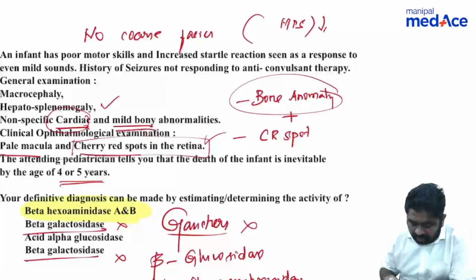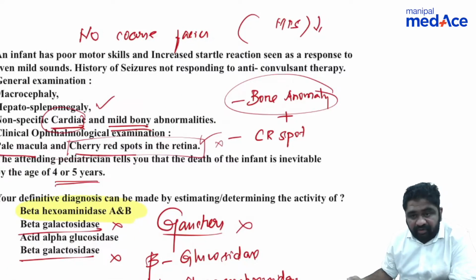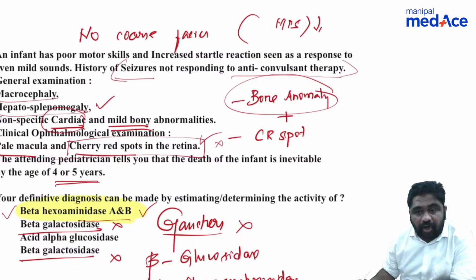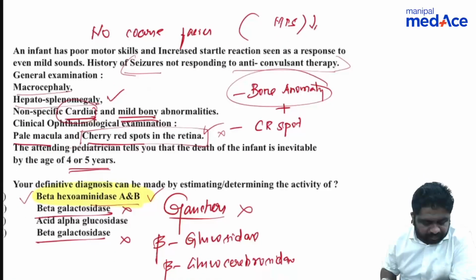We have discussed all of them together. Now, in this case, because of the presence of cherry red spot, we are not going for Gaucher's disease. We go for beta-hexosaminidase A and B. You have hepatomegaly, you have macrocephaly, and you have seizures. The seizures are not responding to anticonvulsant therapy. Think of Sandhoff disease or Tay-Sachs disease.